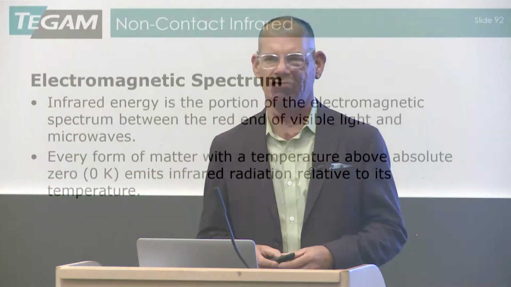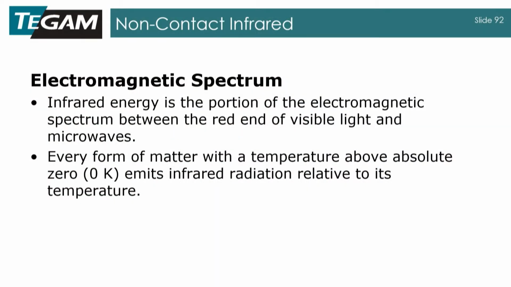The infrared energy that is emitted is below basically visible light. The wavelength of visible light is right around half a micron, or 500 nanometers. The infrared energy is below that, so it's below the visible spectrum. It's based on the principle that every form of matter with temperature above absolute zero emits infrared radiation relative to the temperature.